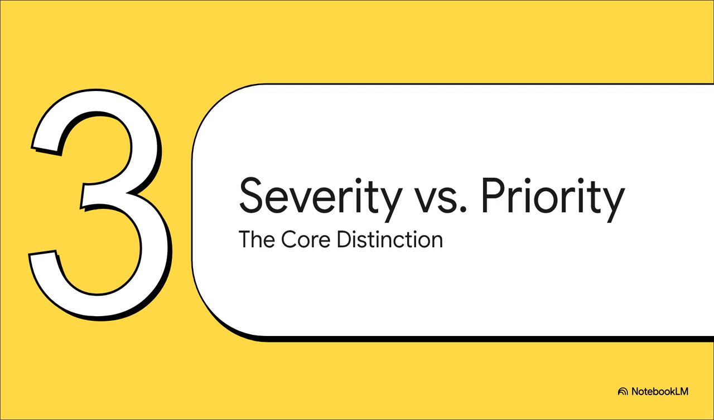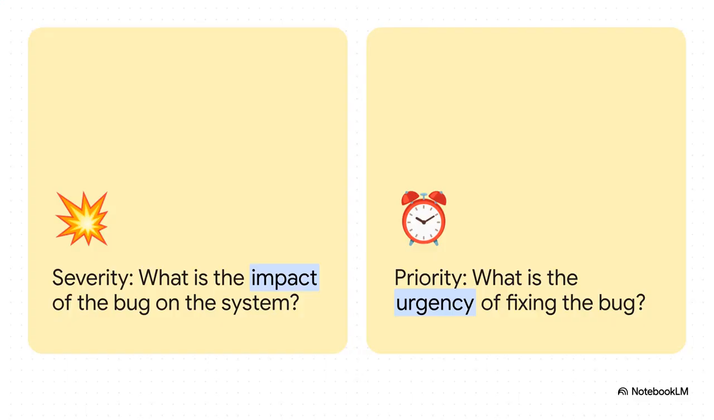Understanding the difference between severity and priority, that's probably the most important concept in this entire process. They sound similar, I know, but they are answering two totally separate questions. So here it is, laid out plain and simple. Severity asks, what's the impact of this bug on the system? Is it a tiny glitch or a complete meltdown? But priority asks, what's the urgency of fixing this thing? Does it need to be solved right this second?